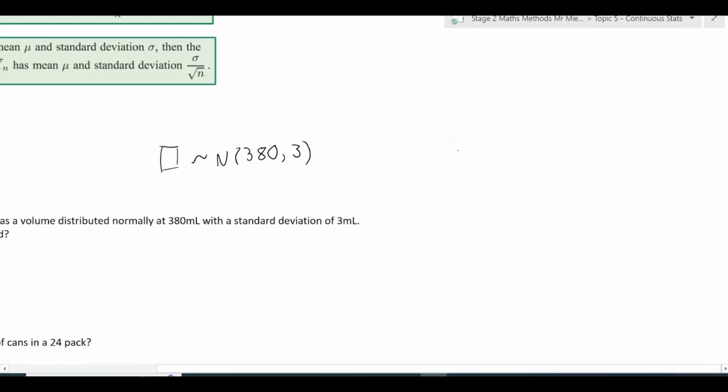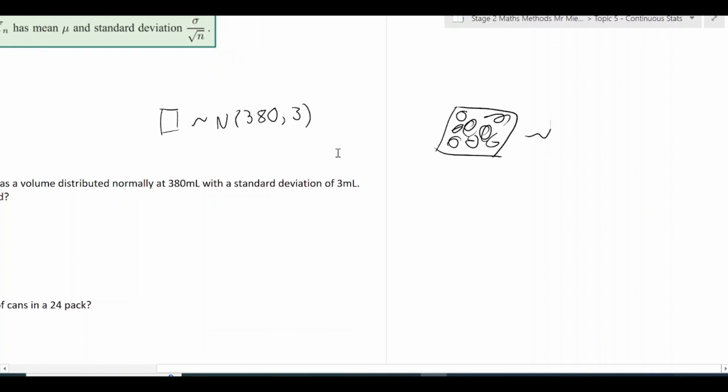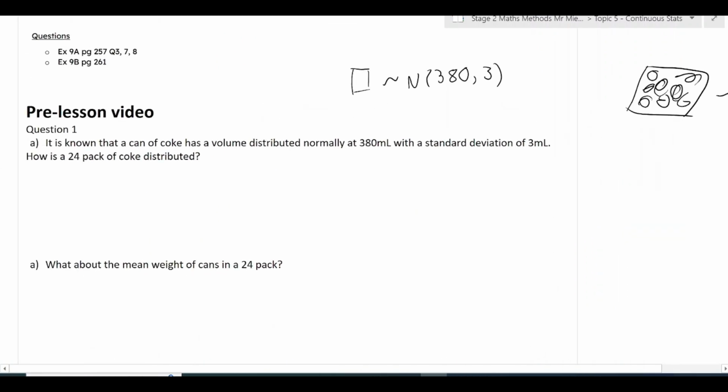But my question is, what if we have a 24 pack of cans of Coke? How is that distributed? We'd expect the mean to be a lot bigger because we've got a lot more cans. So the mean of X, which is just a single can, is 380. So let's think about the mean of S24. Now S24 means the sum of 24 cans, or in other words, the weight of the 24 pack of Coke.